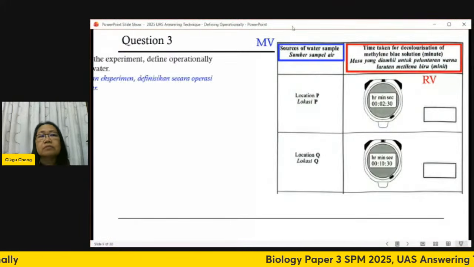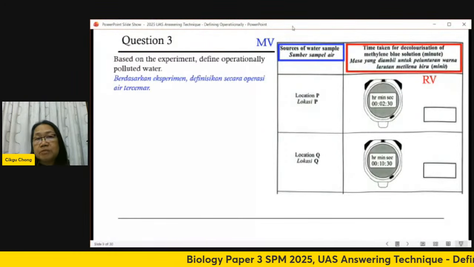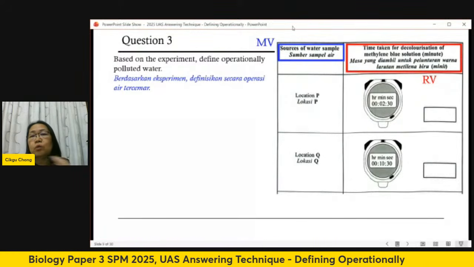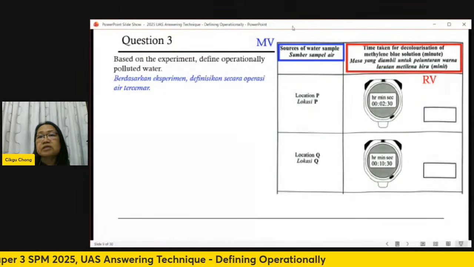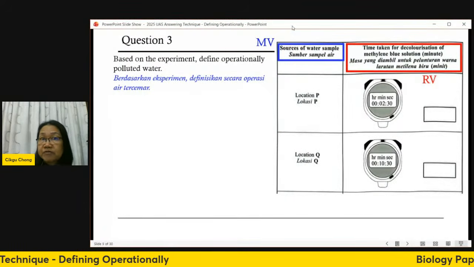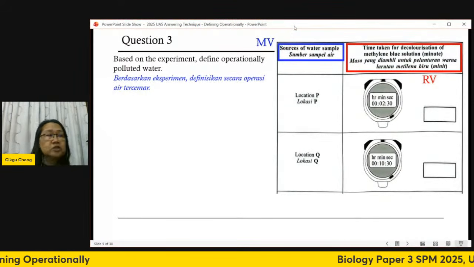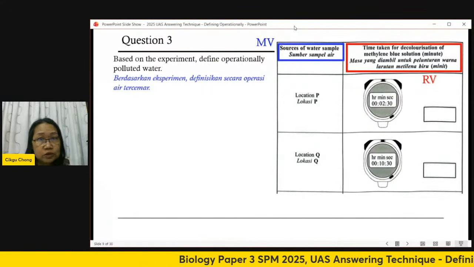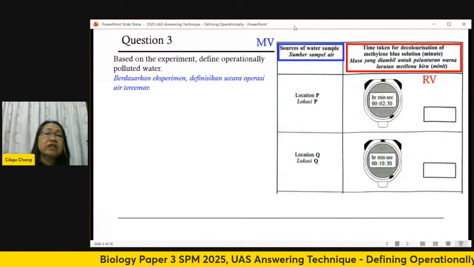Okay, question. Based on the experiment, define operationally polluted water. So what is polluted water? Based on what you did for this experiment. Okay, so it has to be specific. Specific means you must unveil what you use and put inside your definition.